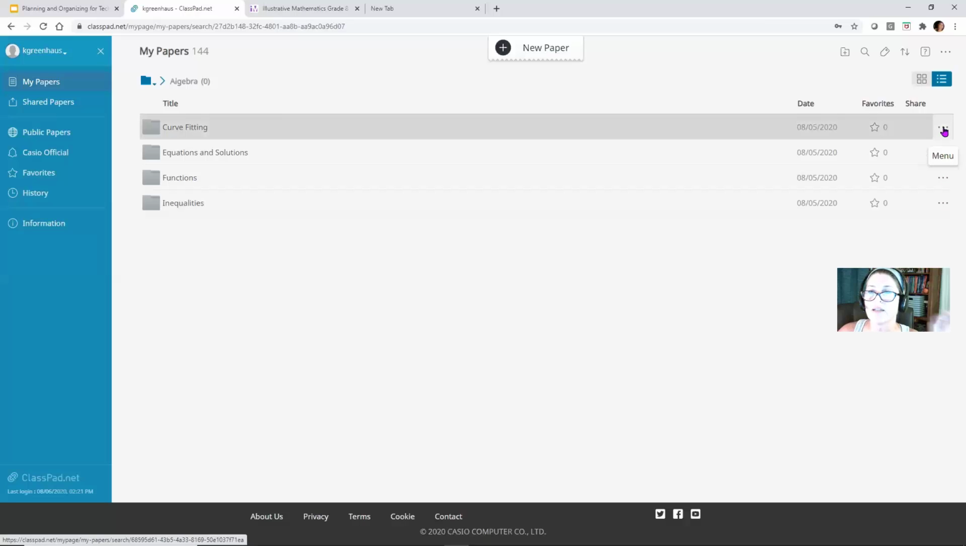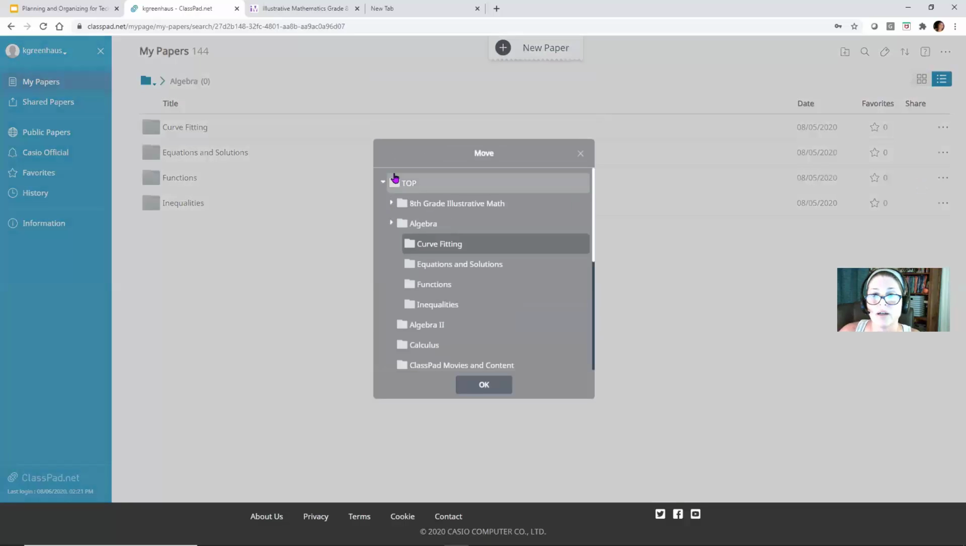And so if I click the 3 dots when I'm near a folder, what are my options? I can move this folder to a different folder, right? So this curve fitting is maybe not where I wanted it. Maybe I wanted it in Algebra 2. So when I hit move, it lets me move it anywhere else in my other folders. So that's how you move anything.